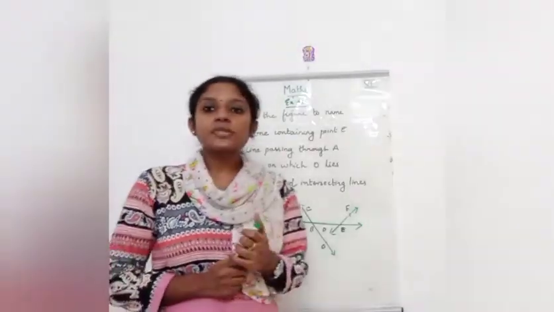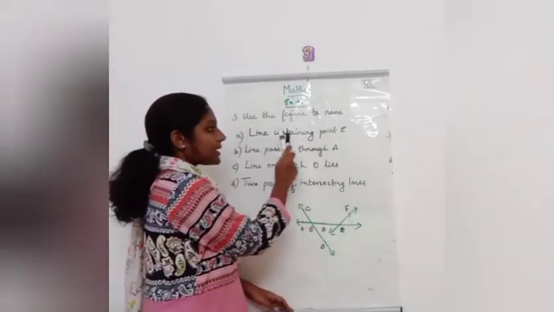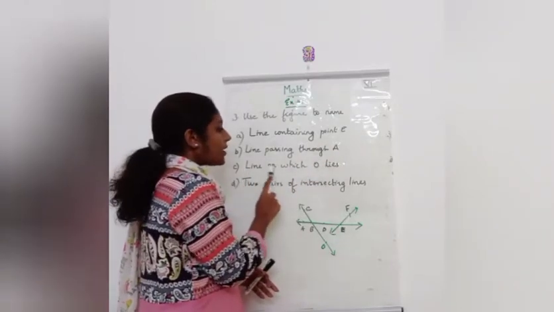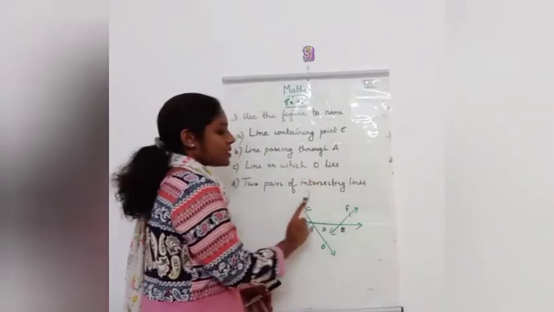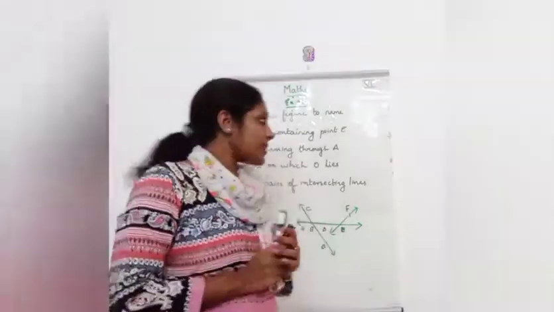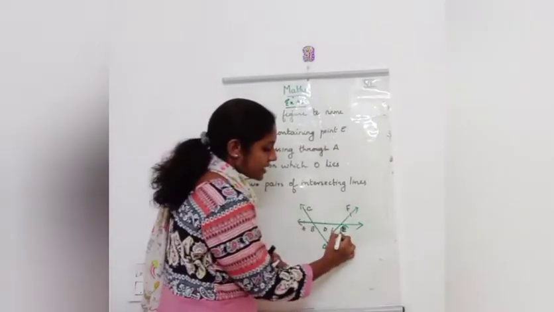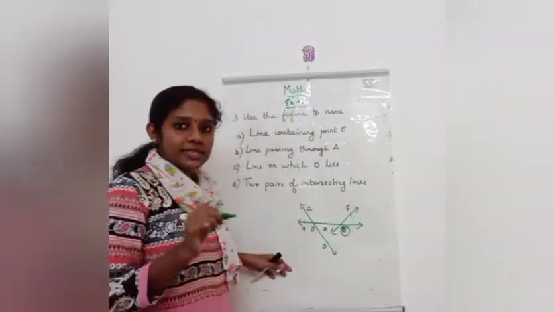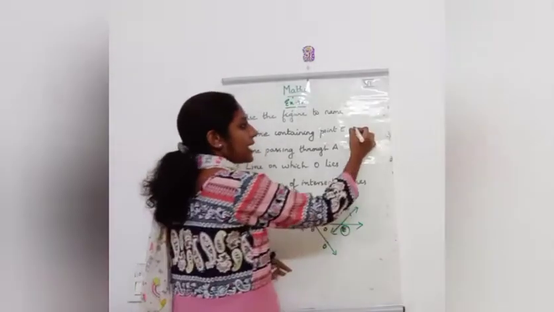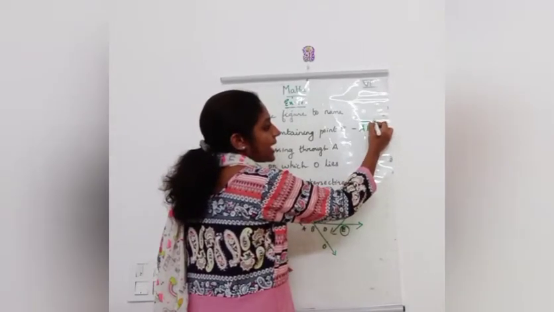Question for you. Use the figure. A figure is given here. Use the figure to label the line containing point E, the line passing through A, the line on which O lies, and two pairs of intersecting lines. So like this you have to label it. Okay, so the first question is the line containing point E. So you can see a point E here. Those who have your textbook, look at your textbook. So here the line containing point E is AE. So AE is a line containing point E, and you have to label the line.